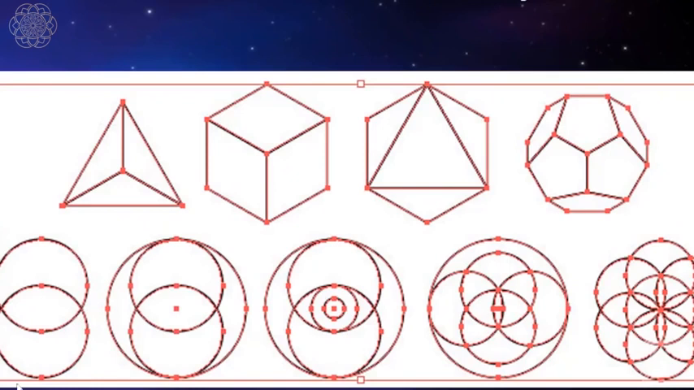And then below that, we have the premise of the seed of life, which actually leads to the flower of life. In the second row right here, we start with the Vesica Piscis, and then we continue forward until the fifth one to the right, which is the seed of life. And then multiple forms of that put together create the flower of life.